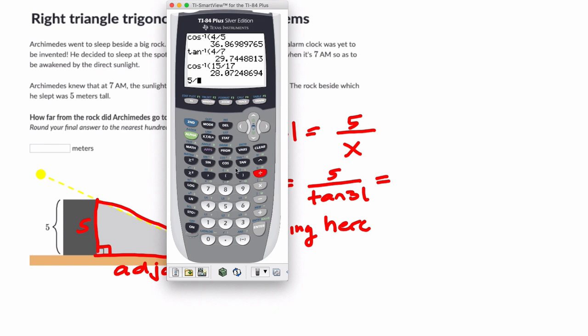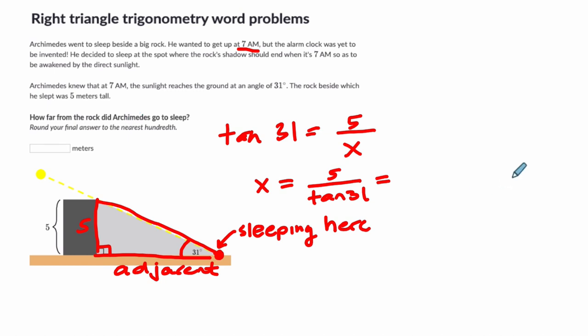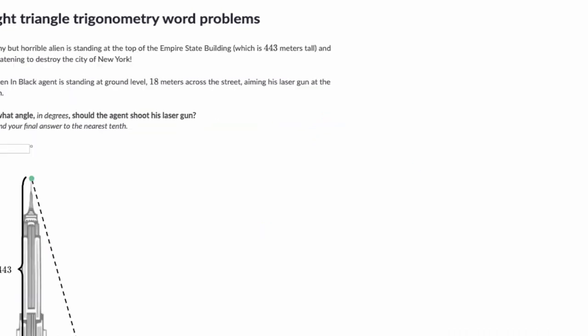5 divided by the tangent of 31 is about 8.321, and to the nearest hundredth is 8.32. So we're saying it's about 8.32 meters. And I would just always take a moment and glance at your triangle. If this is 5, it seems reasonable in the diagram that this is about 8.32. So that seems somewhat reasonable, and that is the correct answer.